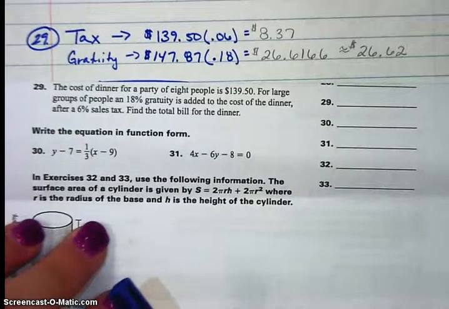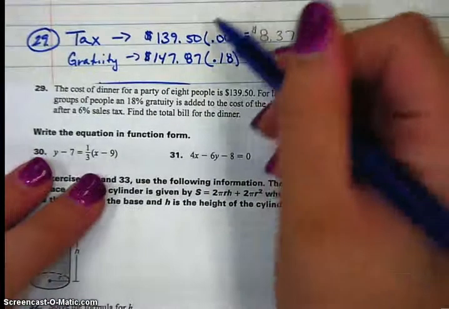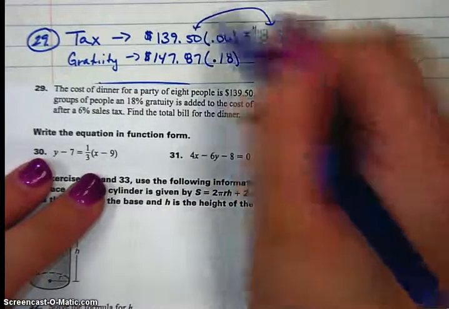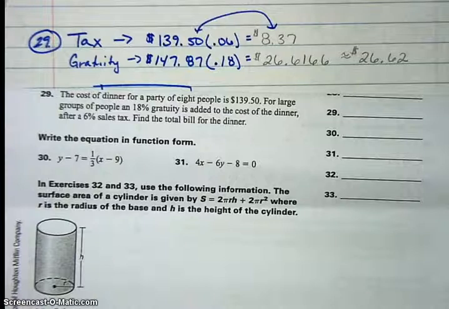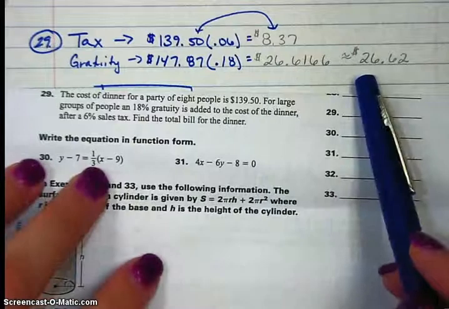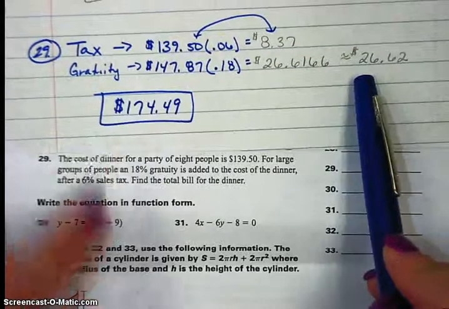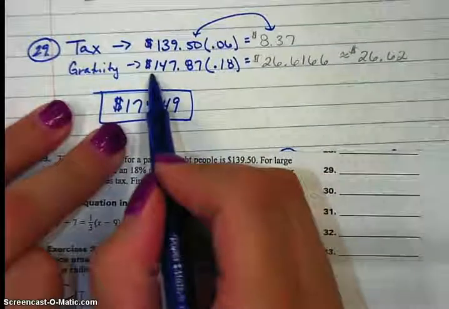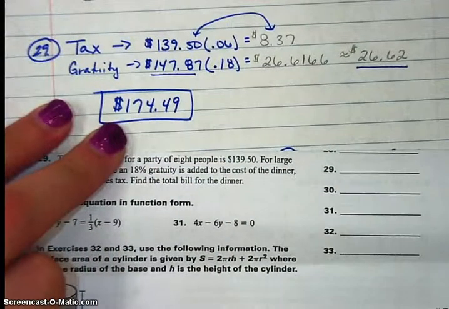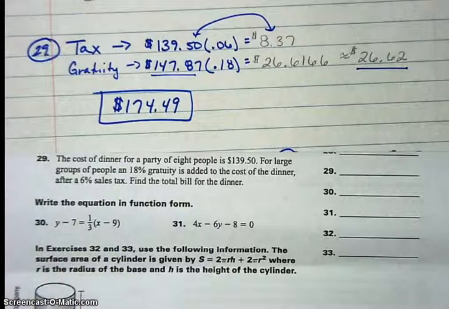You could use a proportion for this, but it might be a little harder that way. So then I took $139.50 and added these two numbers here, $139.50 and $8.37, which gave me $147.87. I then multiplied that by that 18% gratuity, which gave me about $26.62. So that's how much I would pay as a tip. To get my grand total, I took this $147 and this tip, because this right here included the tax, and got $174.49.